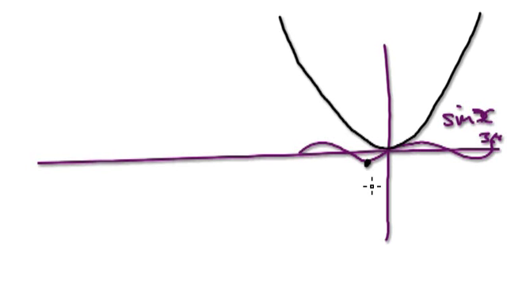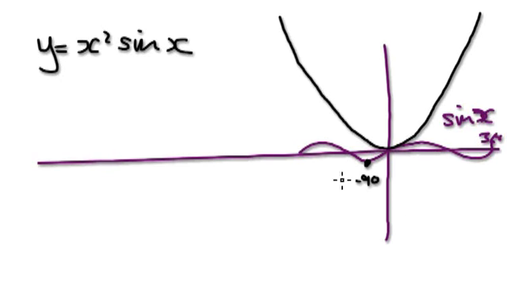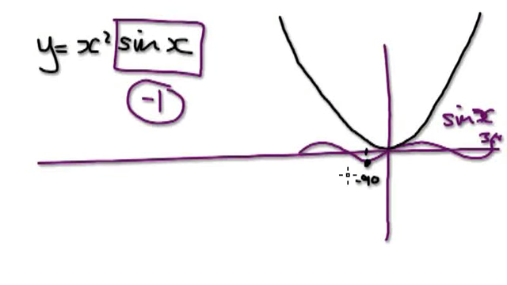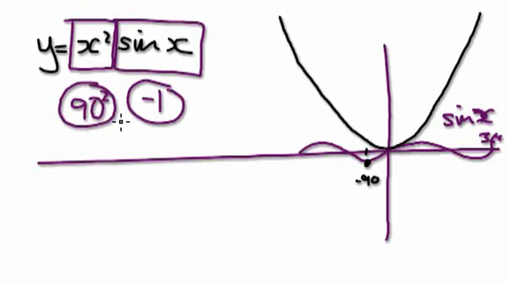Now this here is negative 90, like earlier. So we are trying to look at y equals x squared sine of x. Remember, x here is negative 90. When you put negative 90 into this block here, it becomes negative 1. When you put negative 90 into this block here, it becomes positive 90 squared. When you square it, the negative sign goes. That's why you get 90 squared.